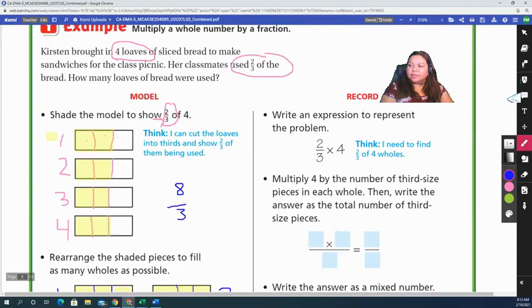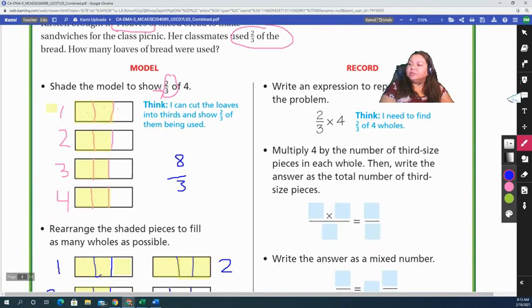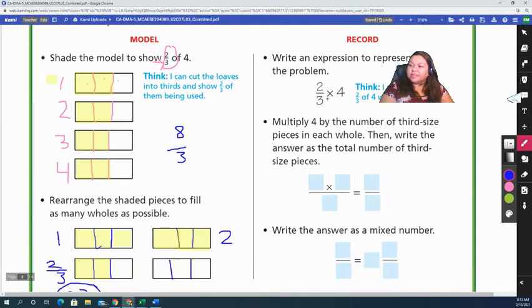Now let's look at this as a fraction. So we have 2/3 times 4. That's what we're doing, multiplying 2/3 times 4. We're going to multiply the 2 and the 4 because I have 4 of the 2/3. Okay, and the 3 is in the denominator. 2 times 4 is 8, and that is 8/3.